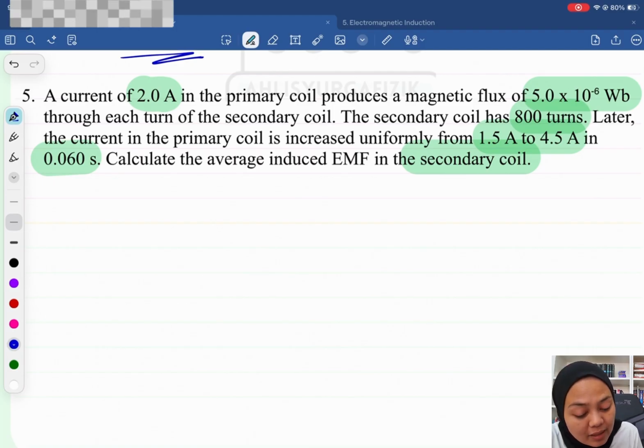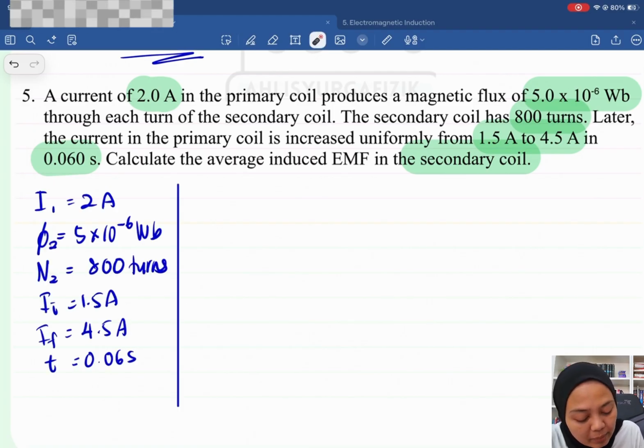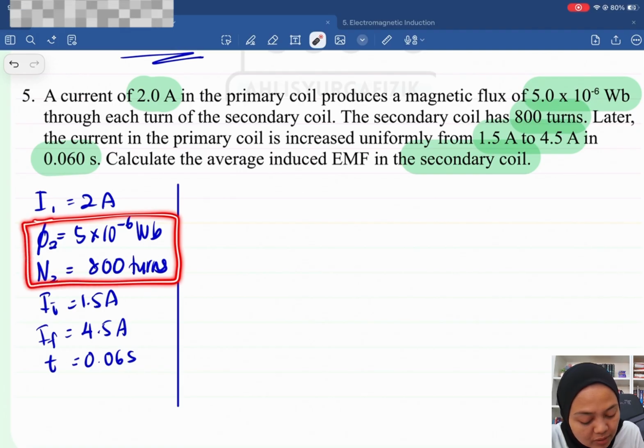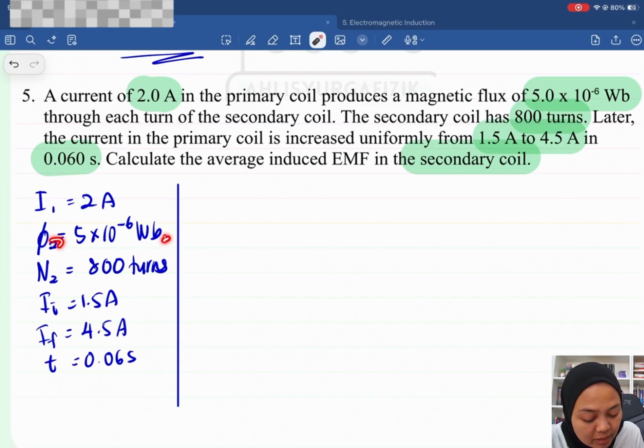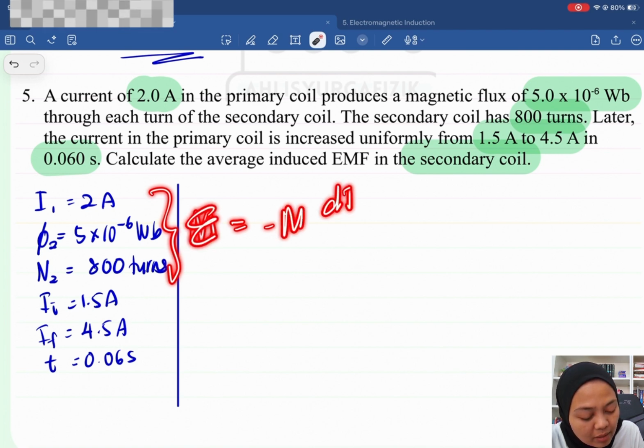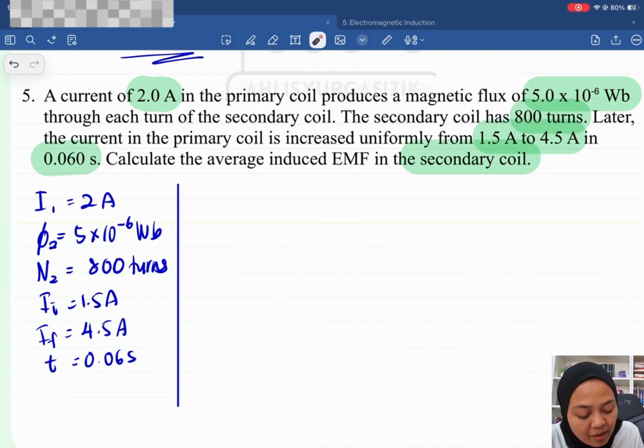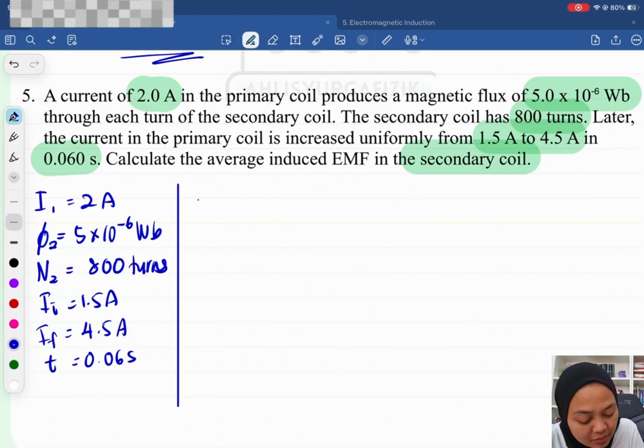But you know what? To save us, let's do the listing. So my plan is using this, which is the flux linkage of the secondary coil. I'm going to find the mutual inductance using the current here of the primary coil. This is from the secondary coil. And then once I get my mutual inductance, I'm going to use EMF equals negative M change in current over dt to get the EMF. There you go. That's the plan. So let's do this.